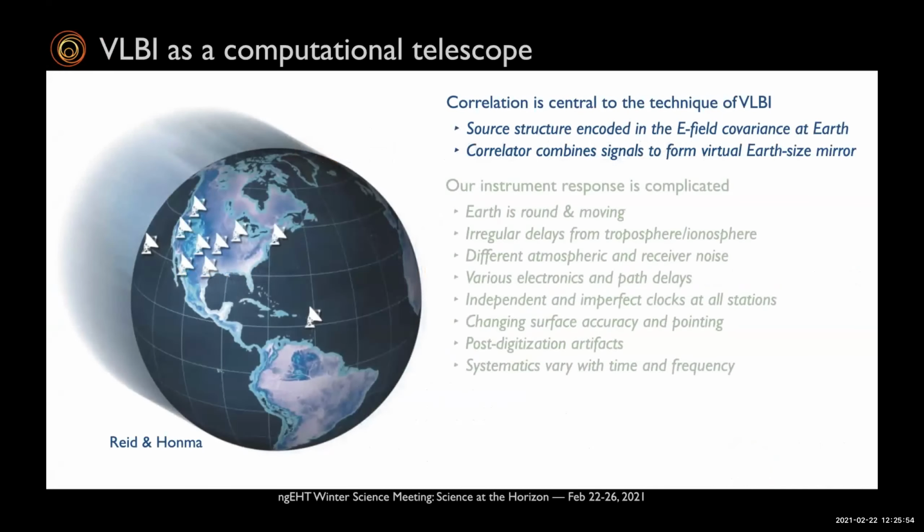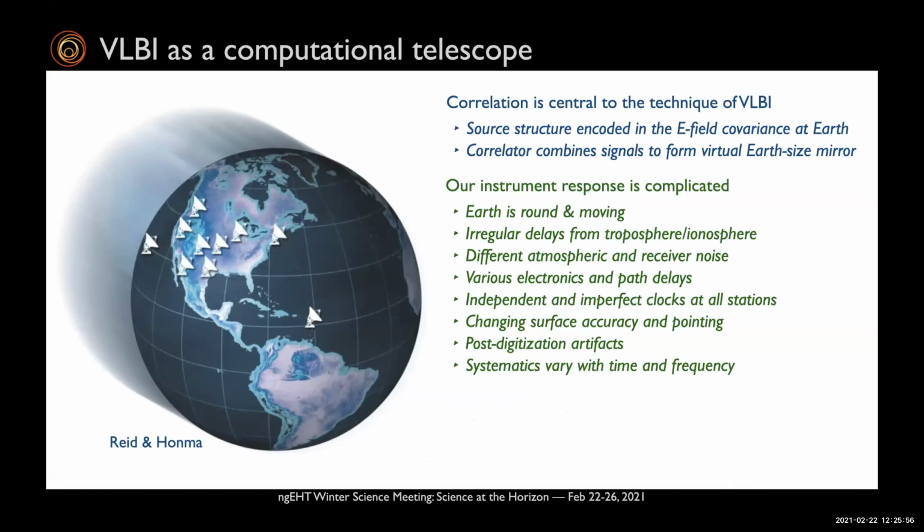So first I'd like to emphasize how correlation is really central to the technique of VLBI. We're forming a computational telescope the size of the Earth. Our image structure is encoded in the spatial covariance of the electric field at the Earth. And our correlator is digitally combining those signals from pairs of telescopes to form our virtual Earth-sized mirror. Now, the reason the data processing pipeline and pathway is interesting, besides the fact that the EHT and the ngEHT are projected to consume huge amounts of data, is that like radio telescopes, our instrument response is very complicated.